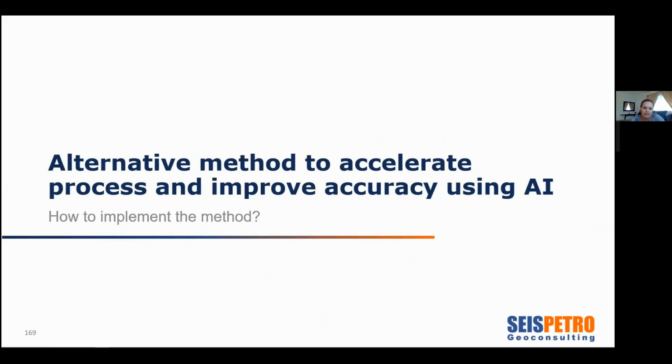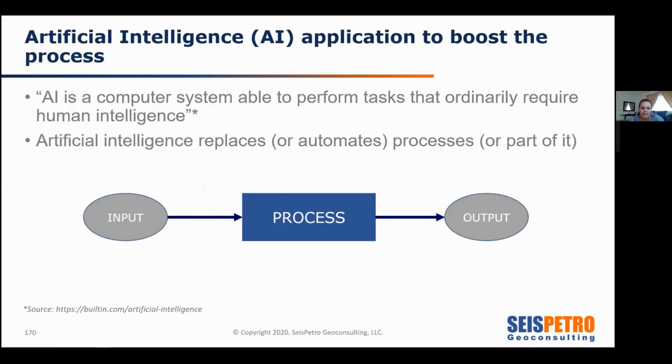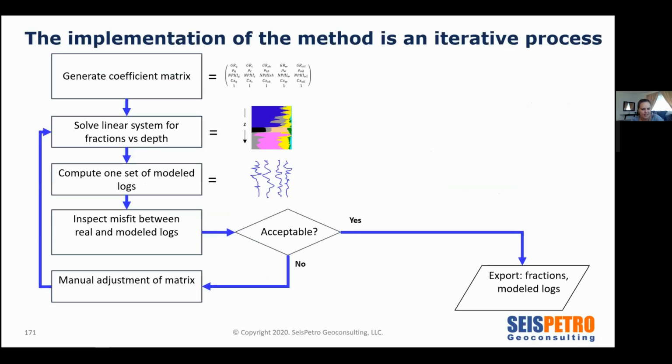What we call the alternative method here to accelerate the process and improve accuracy is this, and I'm going to skip a few slides here. You have them in the material that I sent, and that I'm going to send again with the correction. If you want to know more about it, you can go there. I explained this as what I call our workflow process of the multimineral analysis. We start with the constants, we estimate the volumes and the logs, we compare them. Whenever they're ready, we're done. If not, we just have to keep manually adjusting. So this is an iterative process.